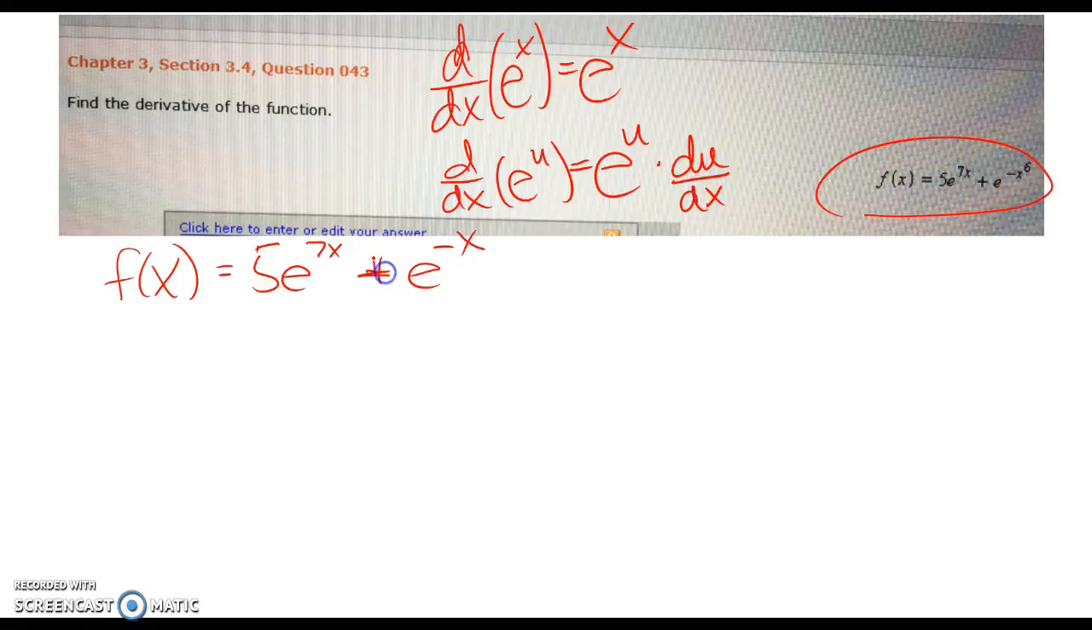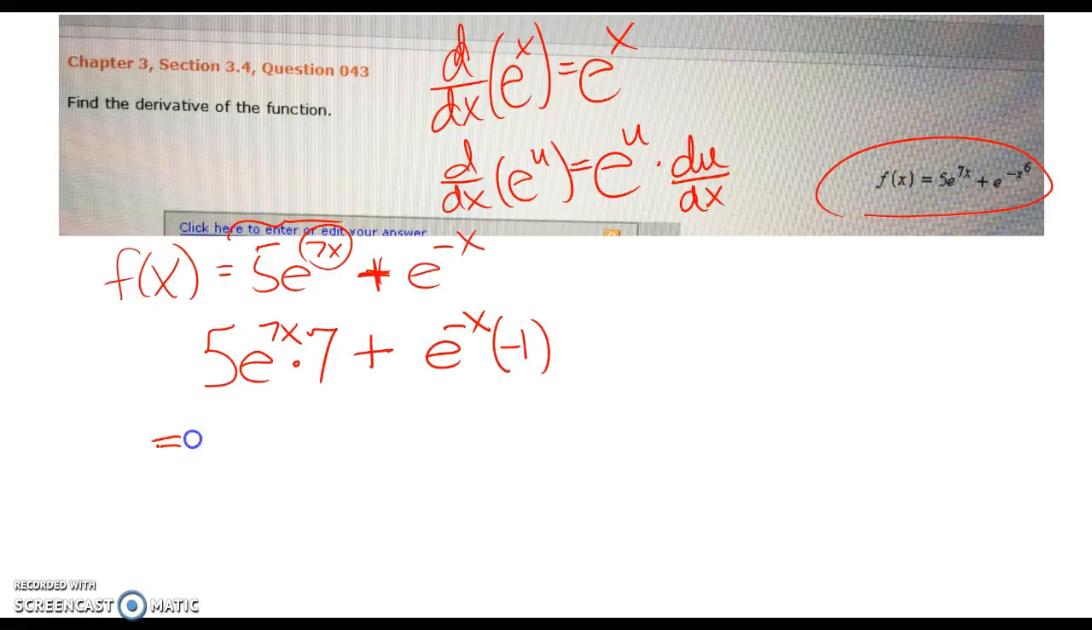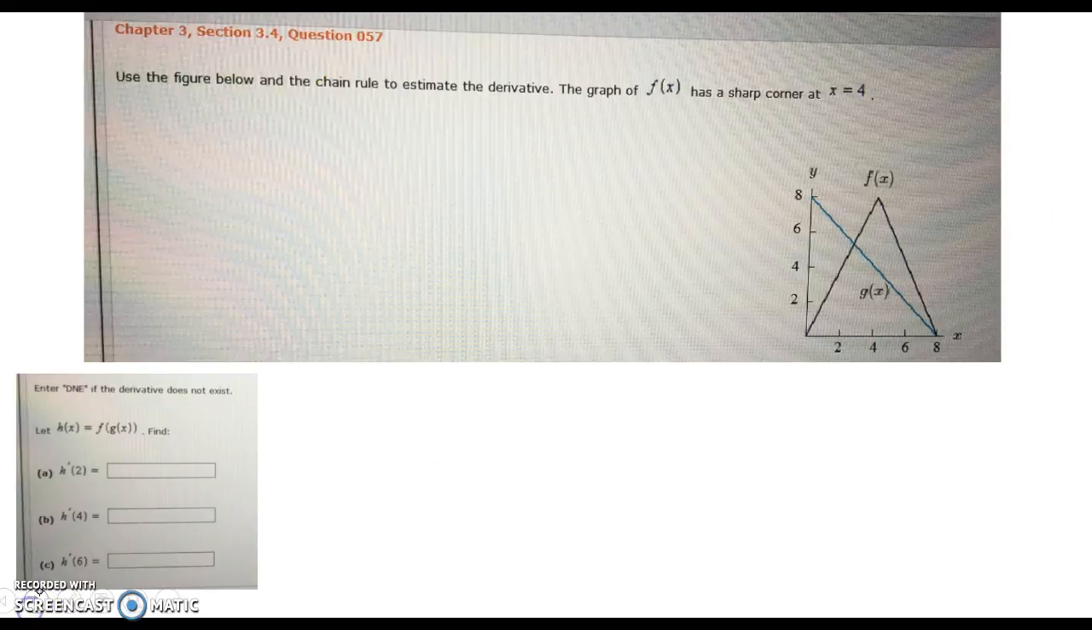So this is a sum, so first we'll work on this part. The derivative of 5e^(7x) is 5e^(7x), then times the derivative of the 7x, which is 7, plus the derivative of e^(-x), which is e^(-x). The derivative of negative 1x is negative 1. So the answer should be 35e^(7x) minus e^(-x). Alright? Let's look at the next one.